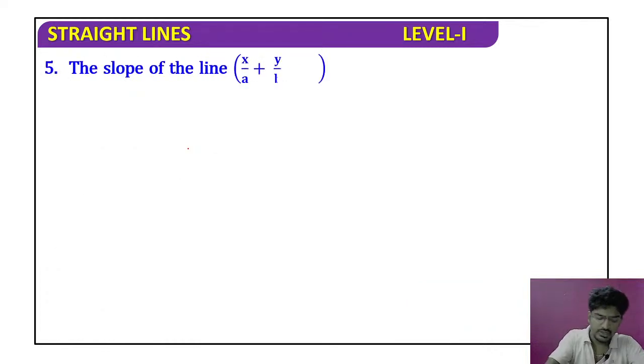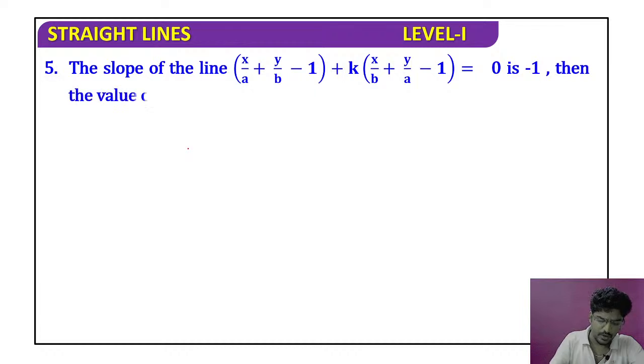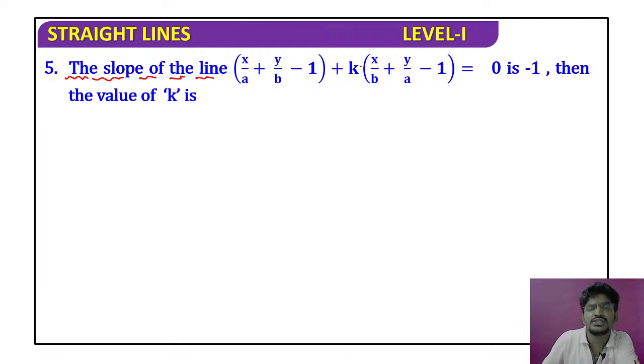Okay. So let us see the fifth problem. That is, the slope of the line x by a plus y by b minus 1 plus k times of x by b plus y by a minus 1 equal to 0 is minus 1. Then the value of k is what they are asking.